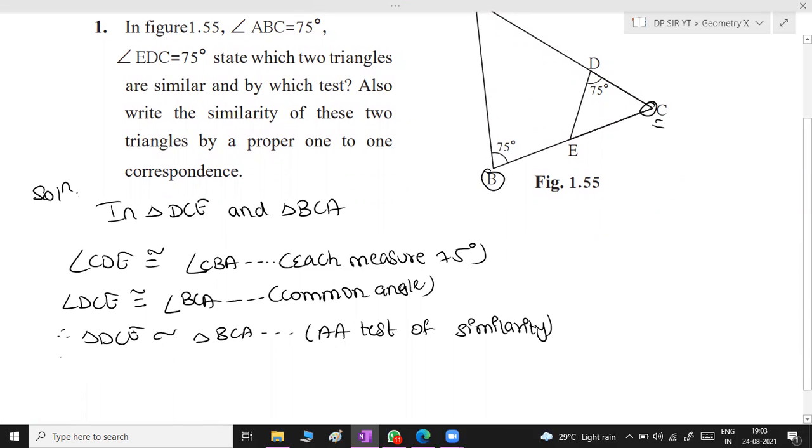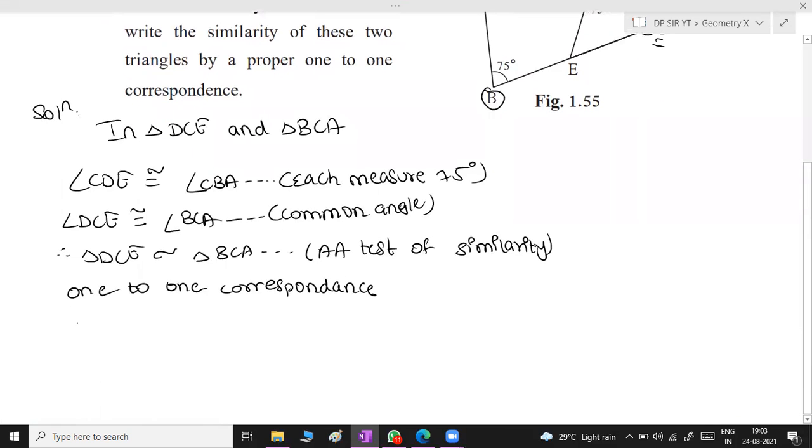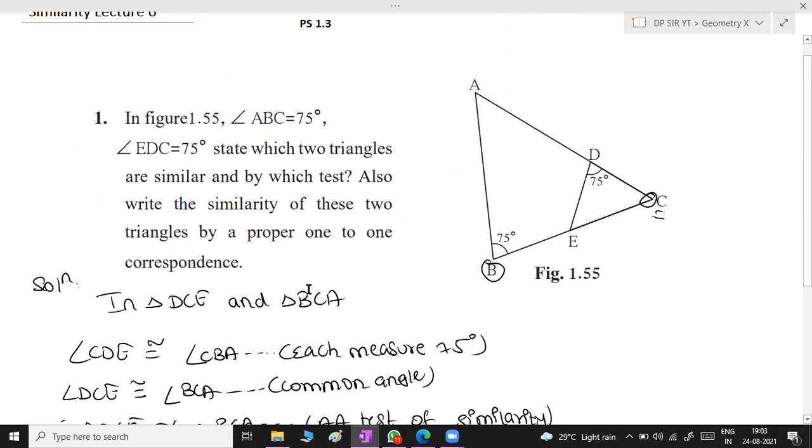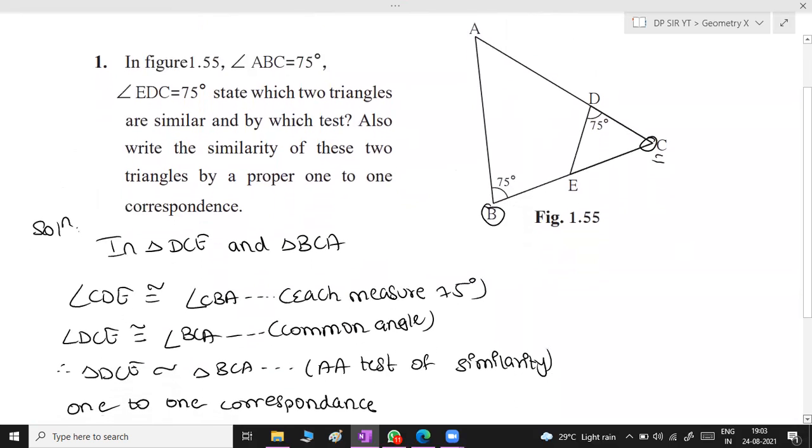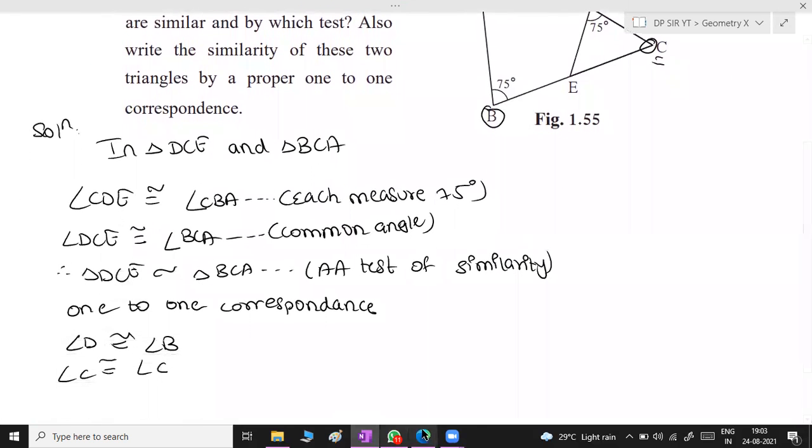It means that you all can write the one-to-one correspondence now. How will the one-to-one correspondence be? One-to-one correspondence says that angle D will be congruent to angle B of that triangle. Then angle C will be congruent to angle C, and the last remaining angle will also be congruent to each other, since it is the remaining angle of the triangle. I hope the concept is clear, how we prove two triangles to be similar.